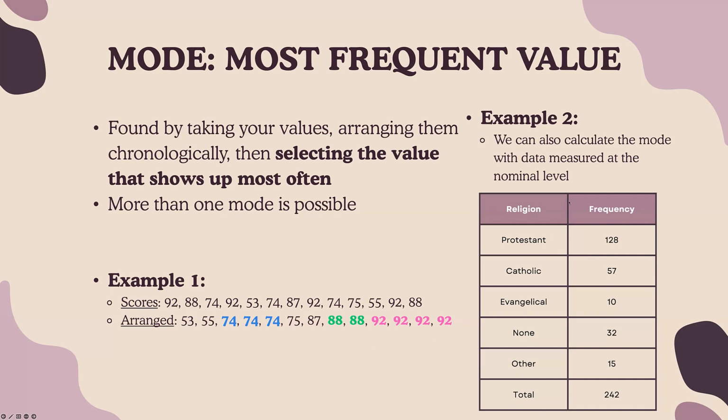It's important to note that we can also calculate the mode from nominal data. And so here we take a frequency table, a frequency distribution for people's self-identified religion. And we see Protestant is 128 people, people identify as Catholic 57 times, 10 people identify as evangelical, and so on and so forth. Here, the mode would be the most frequently occurring category. For us, it's Protestant. Protestant has the highest value here.